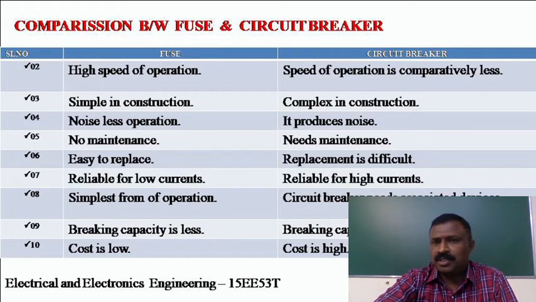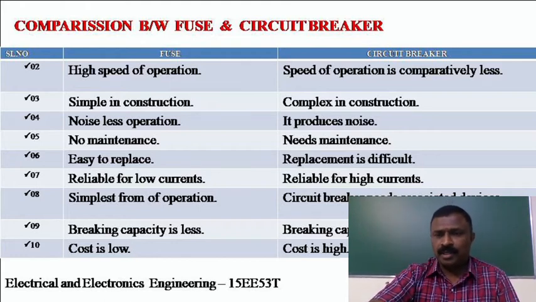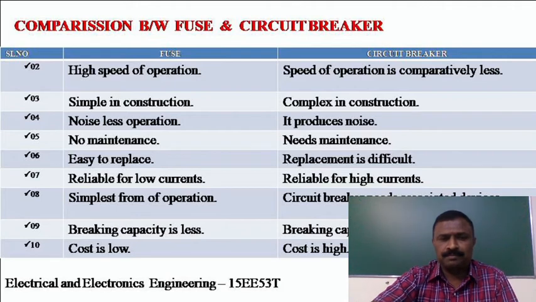But when it comes to the circuit breaker, it will take more time to operate, so the speed of operation is comparatively less, because the circuit breaker alone will never sense any abnormality of the system. So it needs associated devices in the form of a relay. The relay will sense, then it will give a signal to the circuit breaker, and then it will disconnect. So the total operating time for the circuit breaker is high, and hence the speed of operation is comparatively less than the fuse.